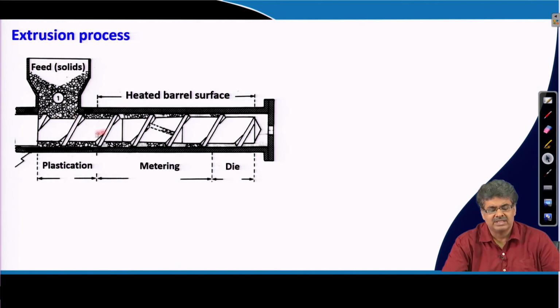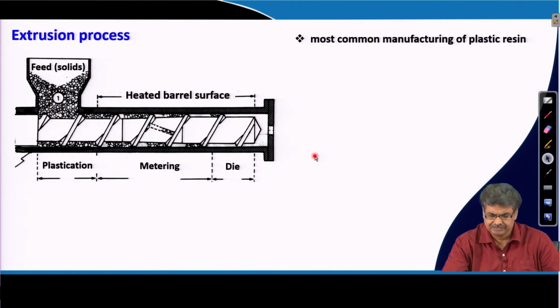So, I am not going into details of the role of each region, because that is out of scope of this course, but in this case the temperature is slowly increased from left hand side to right hand side, and the polymer samples are melted here and pushed by this screw and through these dies.